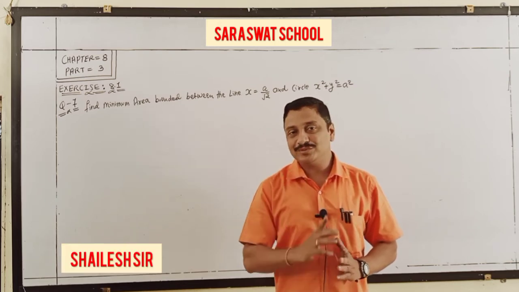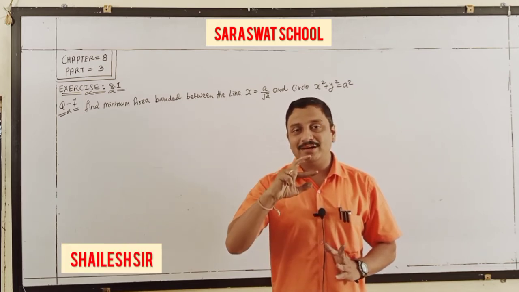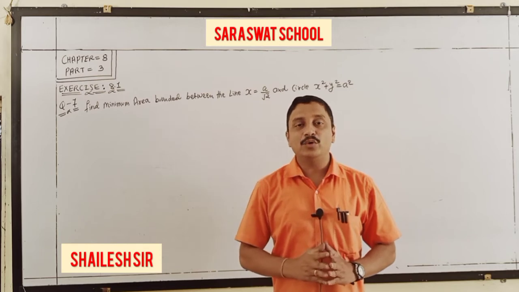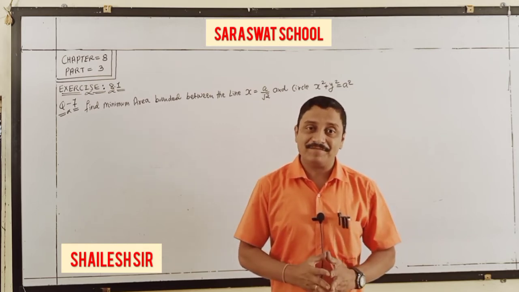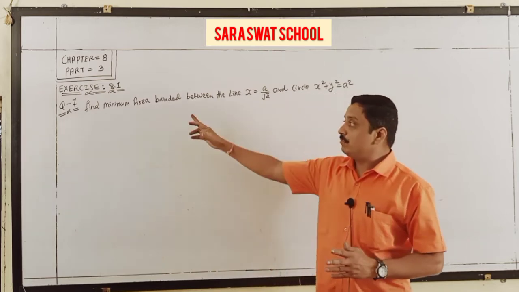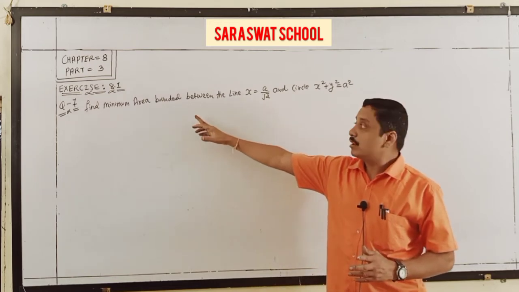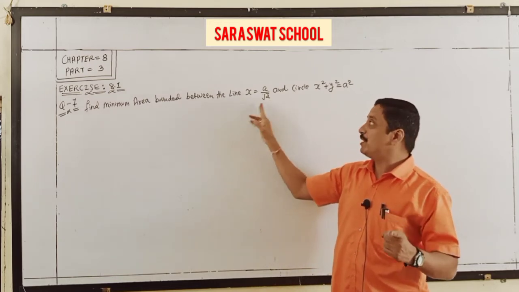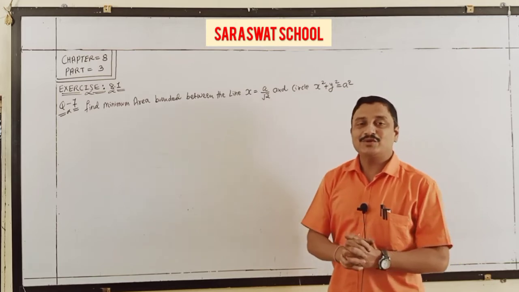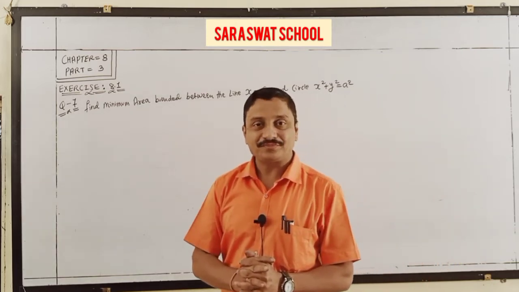One curve and two lines are given with respect to the axis. Find the minimum area bounded between the line x is equal to a by root 2 and the circle x square plus y square is equal to a square.